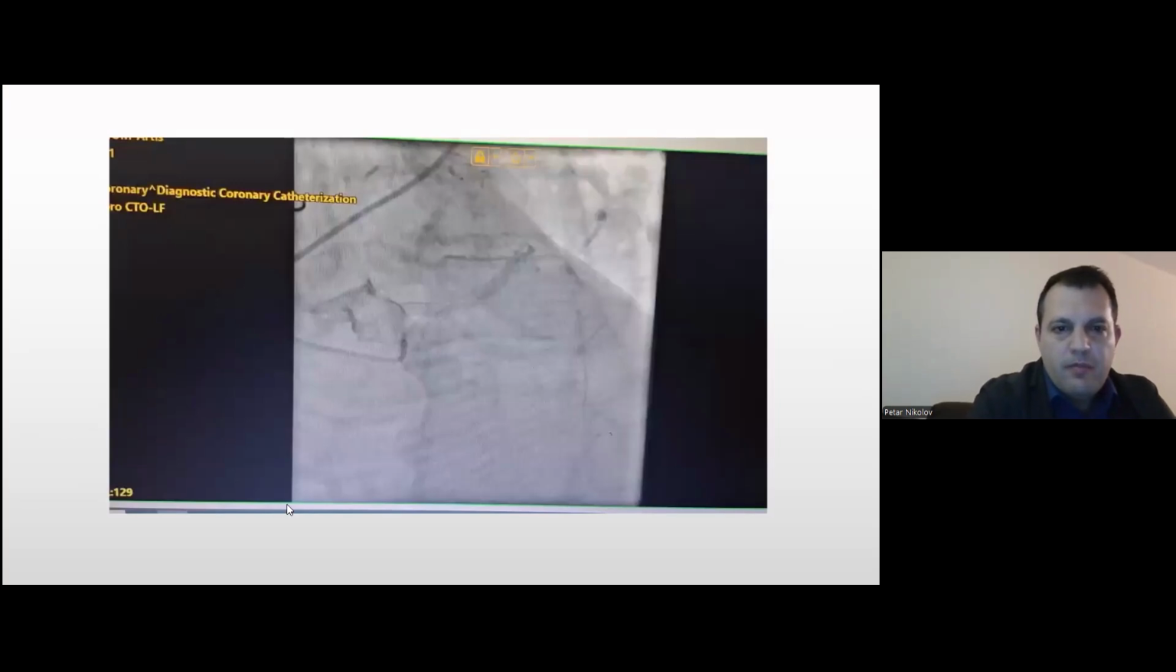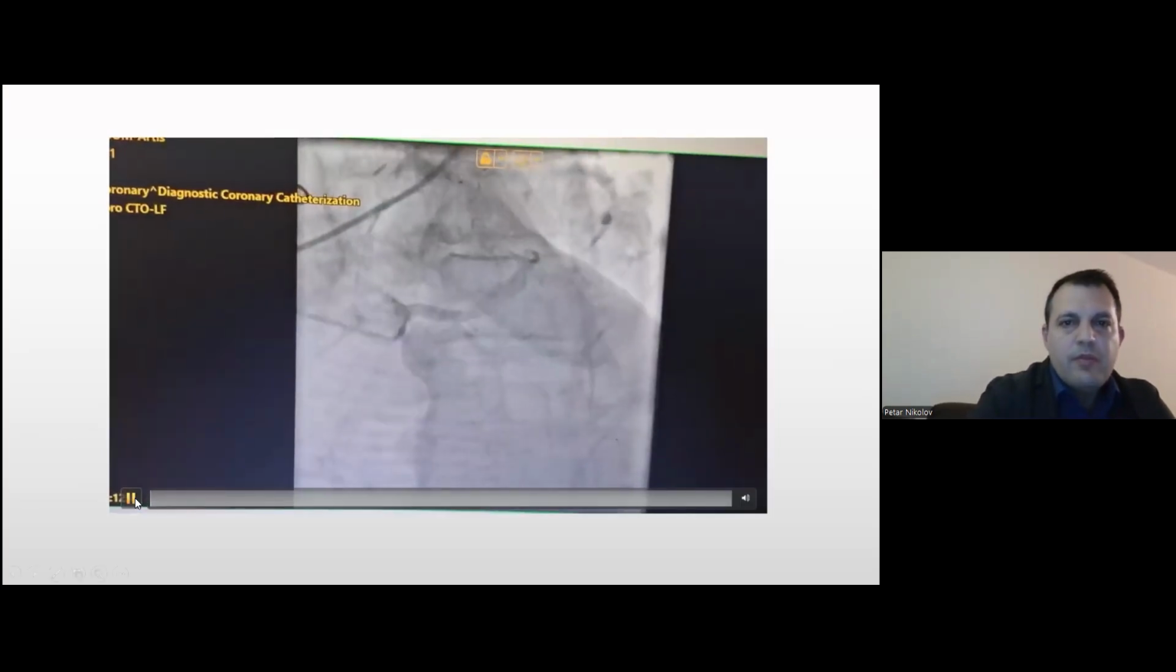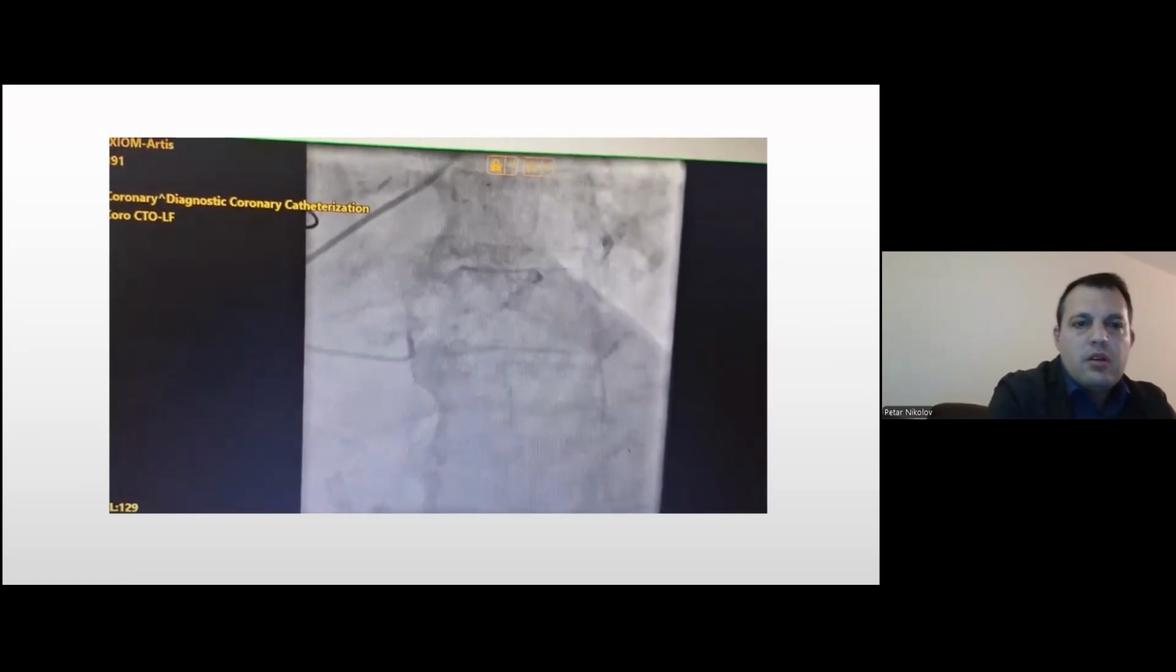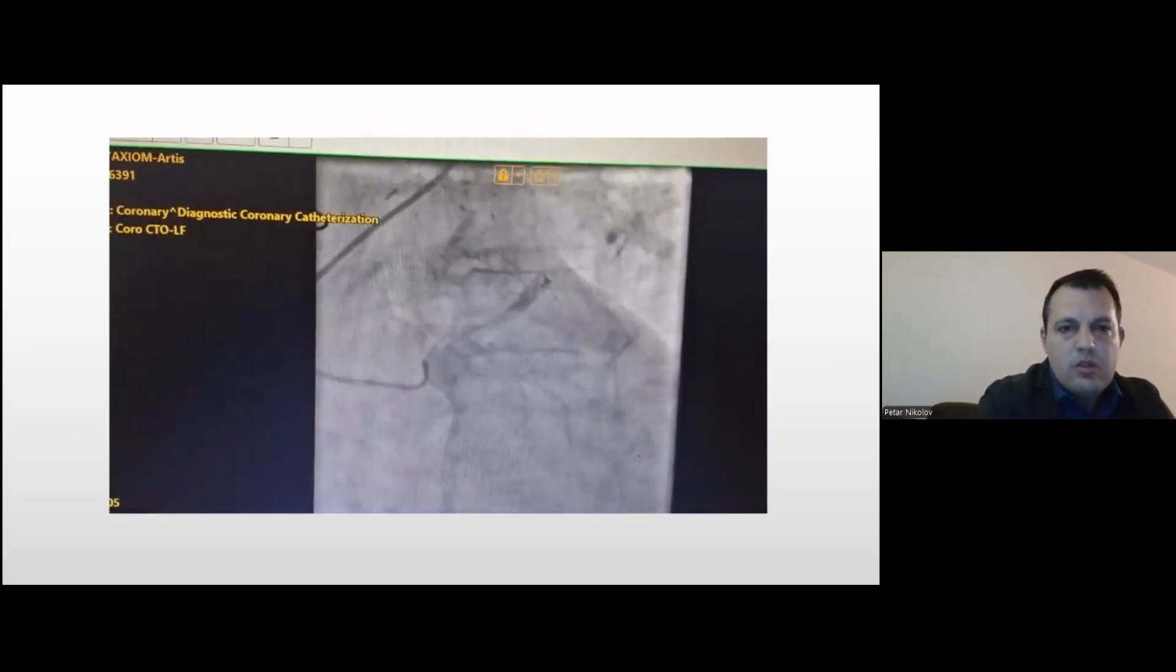That is the coronary angiogram. You see the left main stem is without stenosis.